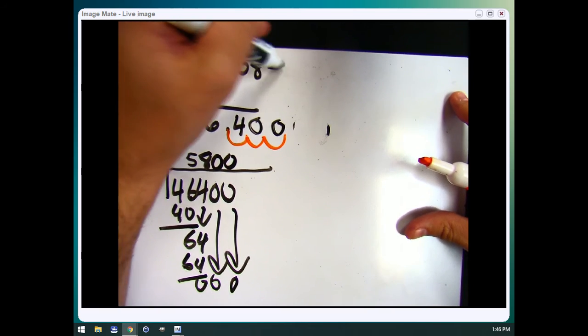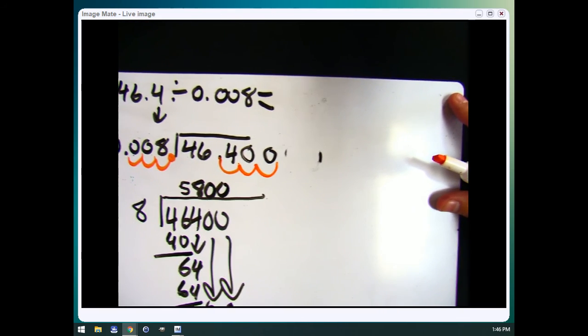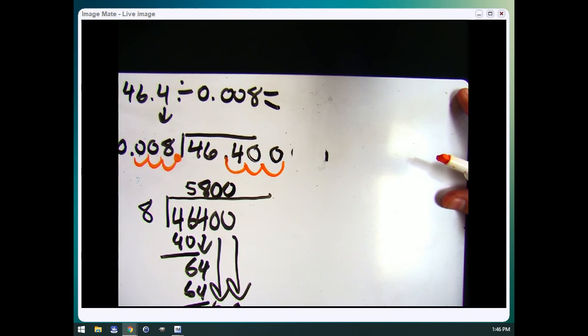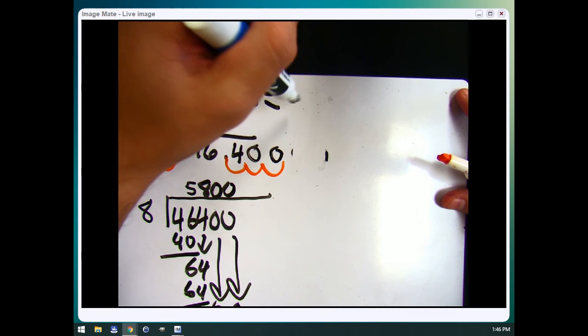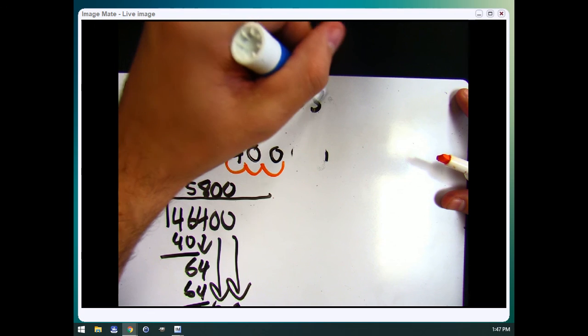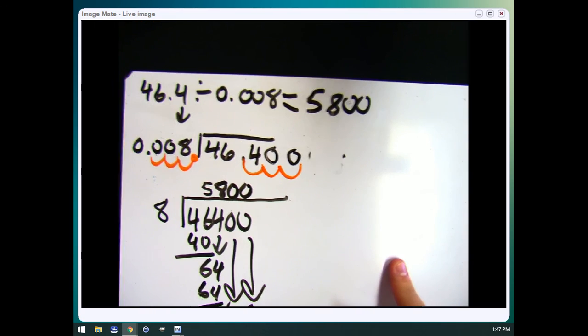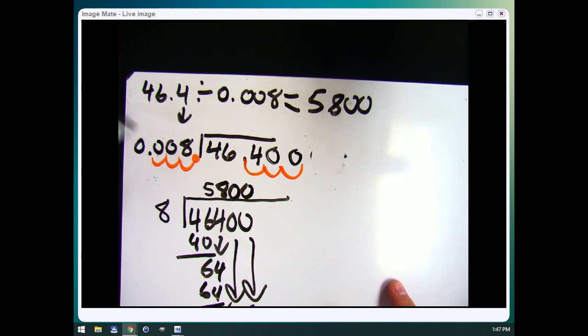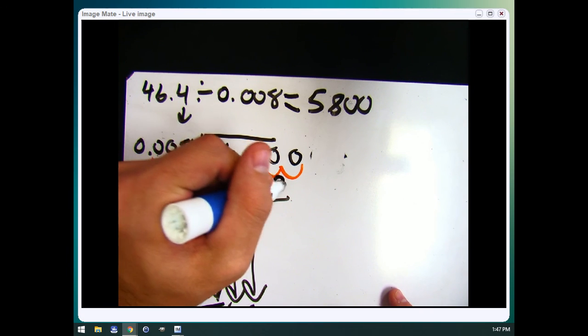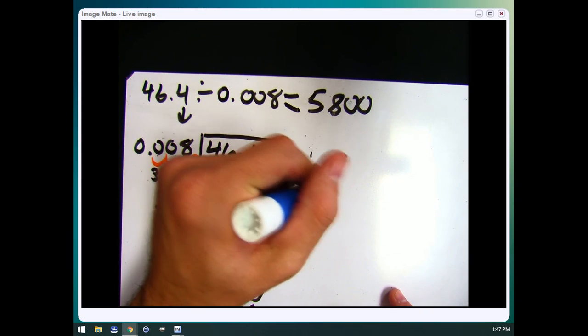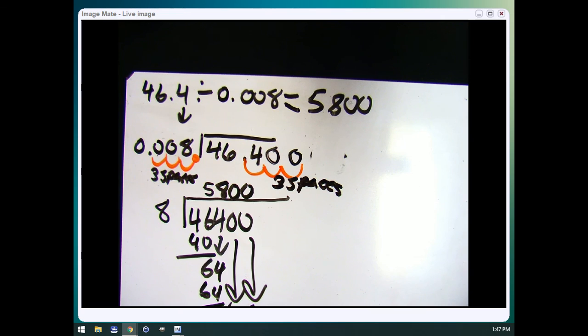So what I get in the end is 46 and 4/10 divided by 8 thousandths is going to equal 5,800. So again, where we moved our decimal, the number of spaces, we moved it 3 spaces. We have to move it on the inside 3 spaces. What you do on one side, you need to do on the other.